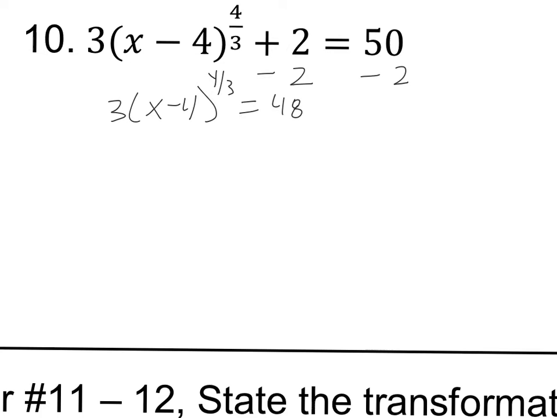Then you get rid of this 3 times. So the opposite of multiplying is dividing. So I have to divide by 3 on both sides. (x minus 4) to the 4/3 power is equal to 16. And then you get rid of that power.